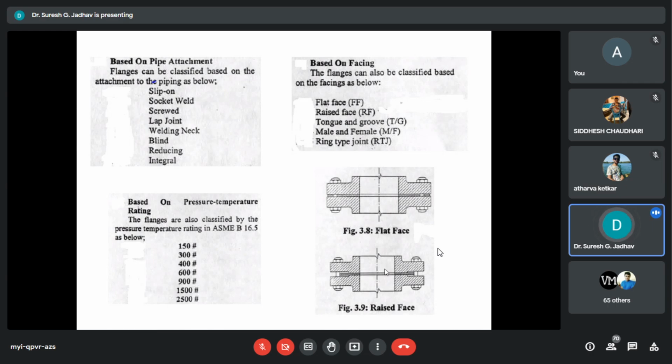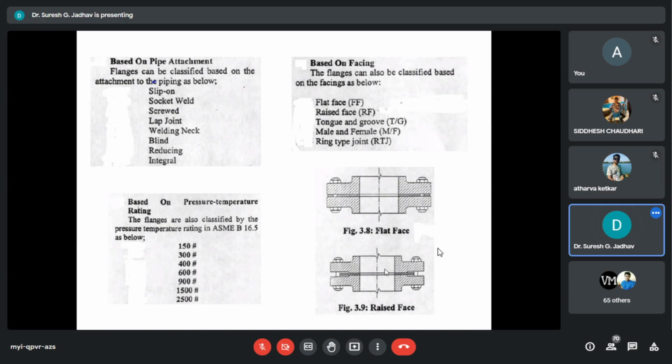The thickness of the connecting pipe should be specified for this type of flange to ensure proper bore dimensions. So we can use socket weld pipes. That kind of fitting arrangement we can use in piping systems.